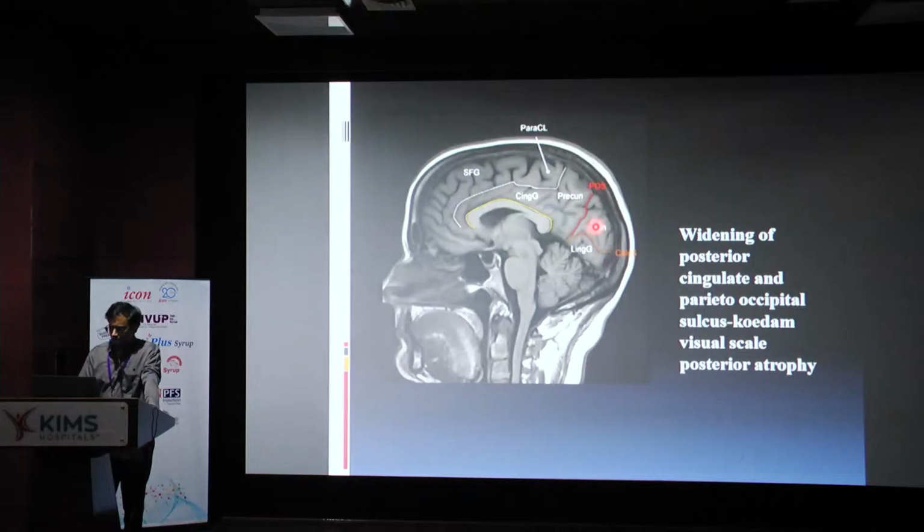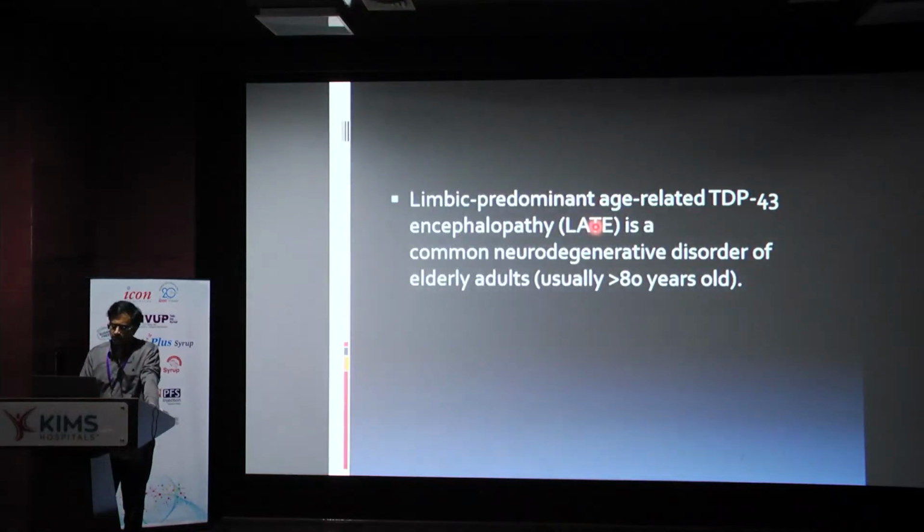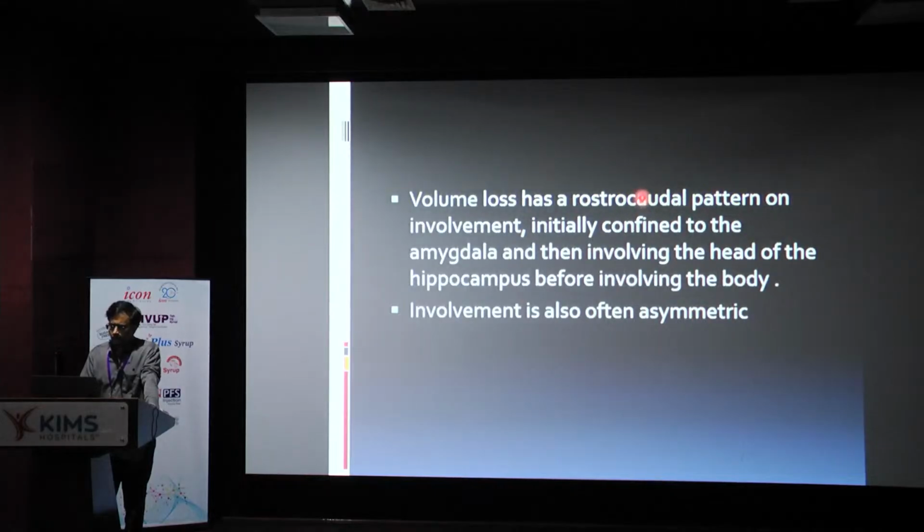So when we talk about Alzheimer's dementia, it is more or less a clockwise rotation, from the entorhinal, perirhinal, and then coming to the hippocampus. Then there is another variant, limbic-predominant age-related TDP-43 encephalopathy, which we call LATE, which occurs in very elderly individuals. But this atrophy has a rostral to caudal pattern. So one is clockwise, and one is from superior to inferior, where there will be atrophy of the amygdala, then the head of the hippocampus, then the rest.